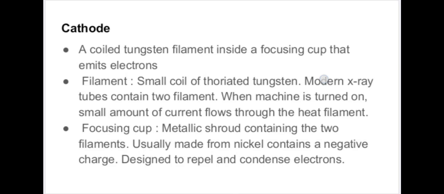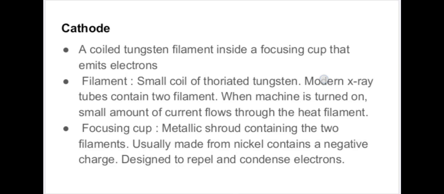Both filaments should focus the electrons on the same part of the anode, so the target uses different angles for these two filaments so that each filament has a separate focal spot. Usually a smaller angle is used with the smaller focal spot. The small coil is made of thoriated tungsten, and when the machine is turned on, a small amount of current flows through this filament and heats it, which in turn produces the electrons.